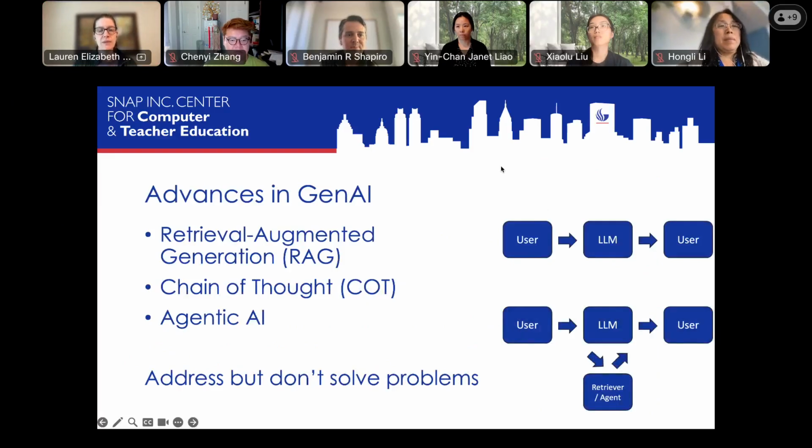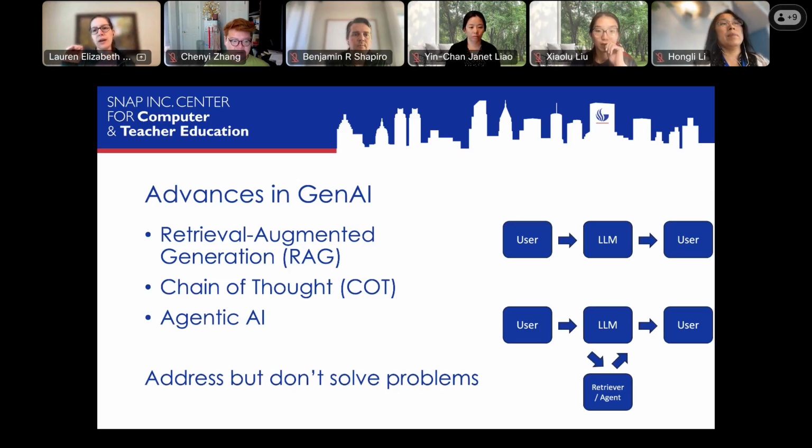So, some advances in GenAI. One of the big advances early on was retrieval-augmented generation, or RAG. You read about these, so I'm not going to go into them in super detail. But basically, what RAG does is it takes all of the training data of the large language model, and then it says, but also here's some specific documentation that's going to give you a better answer. So here are some specific locations to look for information.